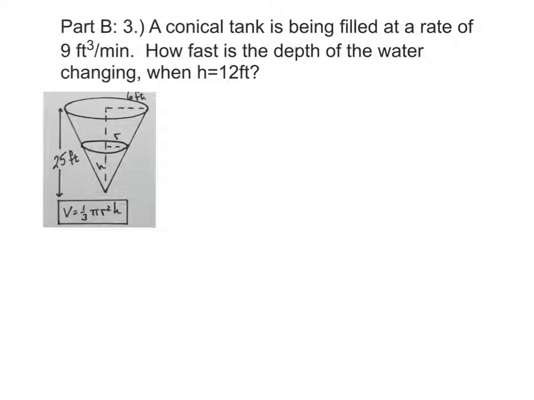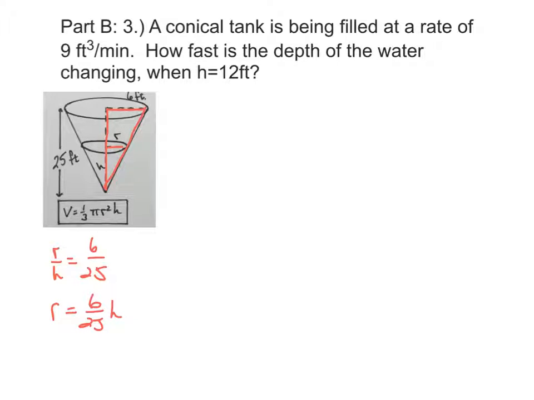which means first we identify that R is related to H in the same way that 6 is related to 25. That's because we have these similar triangles here and right here. So R is 6 over 25 H.